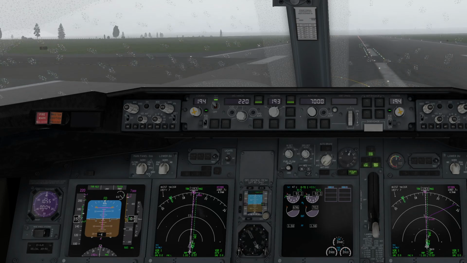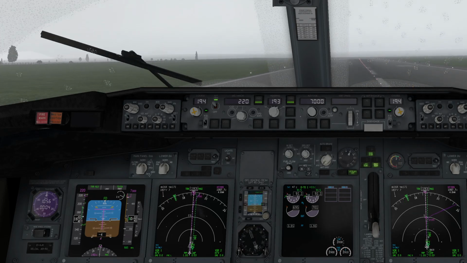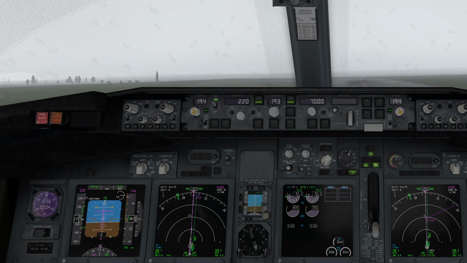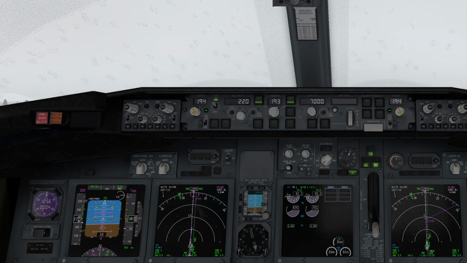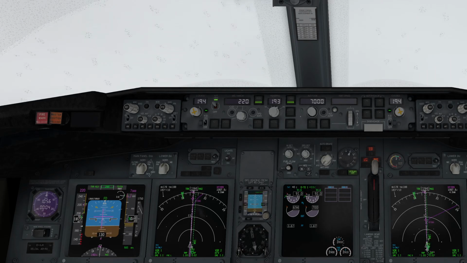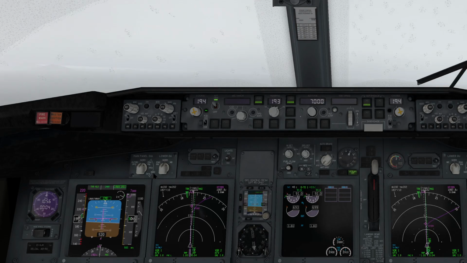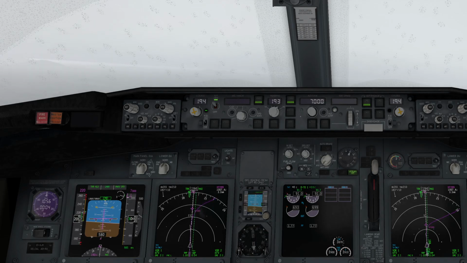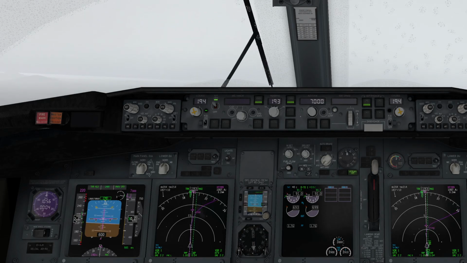V1. Rotate. 150 rotate. 5% pitch. Positive rate. Maintaining the 10% pitch. 400. Autopilot on. First hold LNAV and VNAV. Flaps 1.